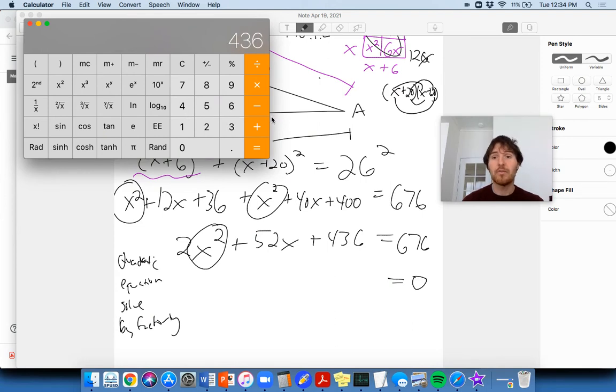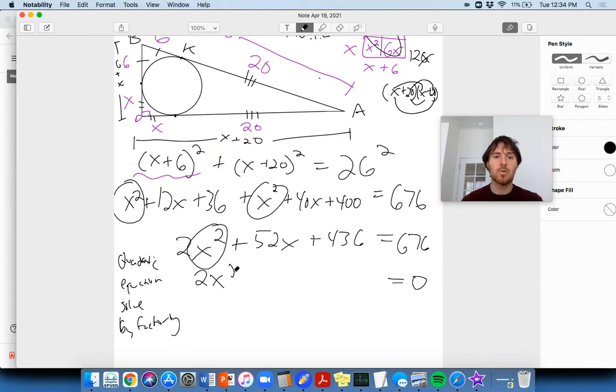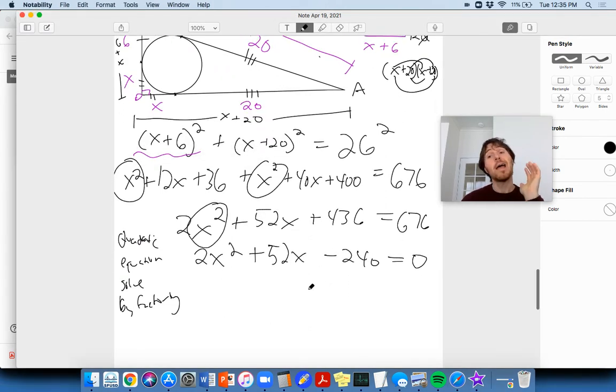And I can go over solving quadratics because it takes time to figure out. Hopefully, you got an algebra one because you're supposed to. Okay, so anyways, this is 2x squared, and then this is plus 52x. This is minus 240. I want to solve for x here. Whenever you're solving, you also want to say, how can I make my life easier? How can I simplify what's here?